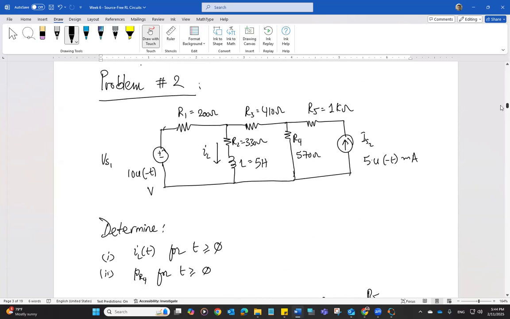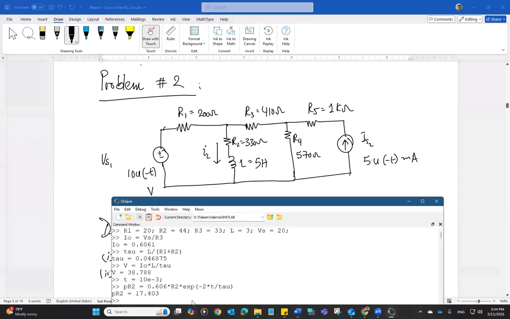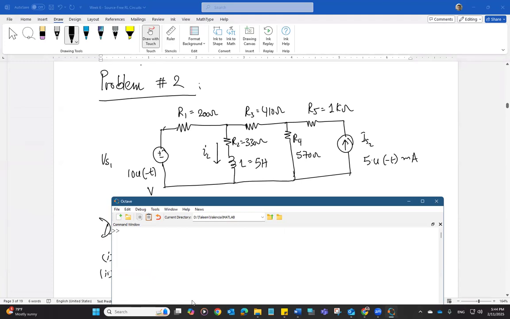Okay. Let me go ahead and plug in the numbers in my Octave. So my VS1 is 10, my IS2 is 5 milliamp, my R1 is 200, my R2 is 330, my R3 is 410, my R4 is 570, and my R5 is 1 kilo ohm. Inductor is 500. These are my values.